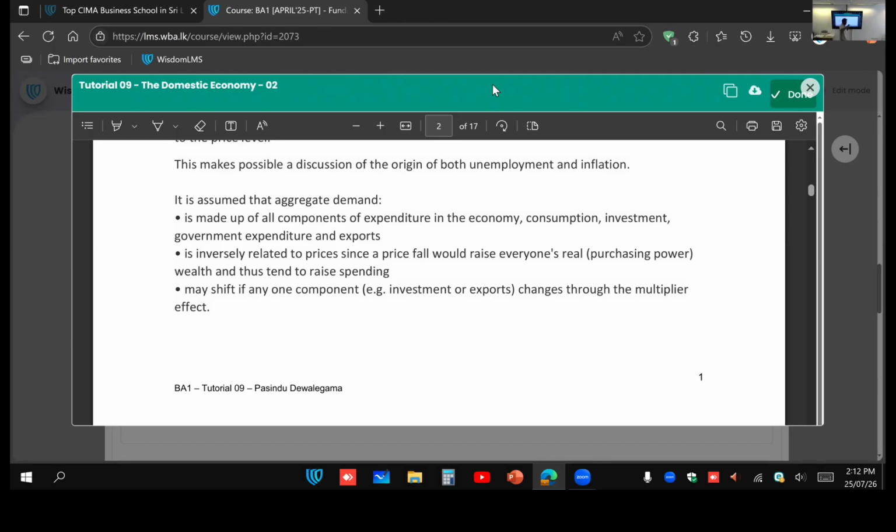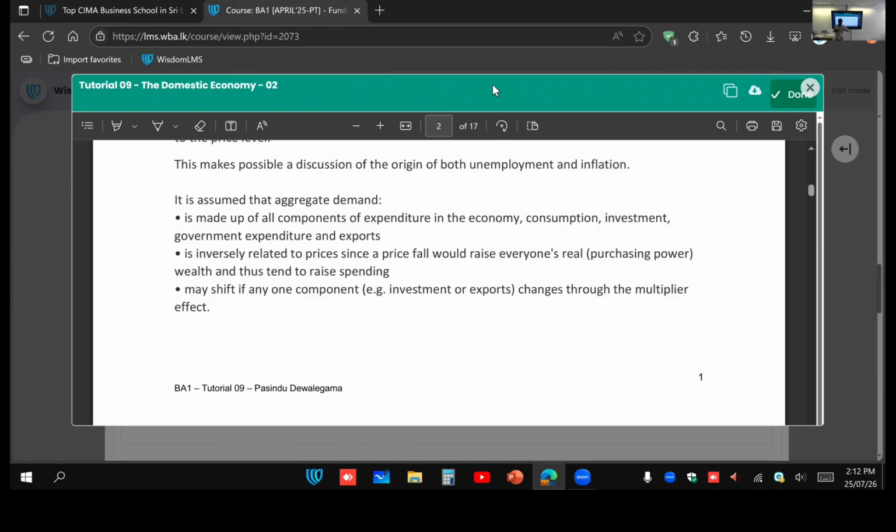Now remember, for a very long time we discussed changes in the demand curve. Remember, on the demand curve, how did movement happen? Because of what change? Price change. And shifts in the demand curve?